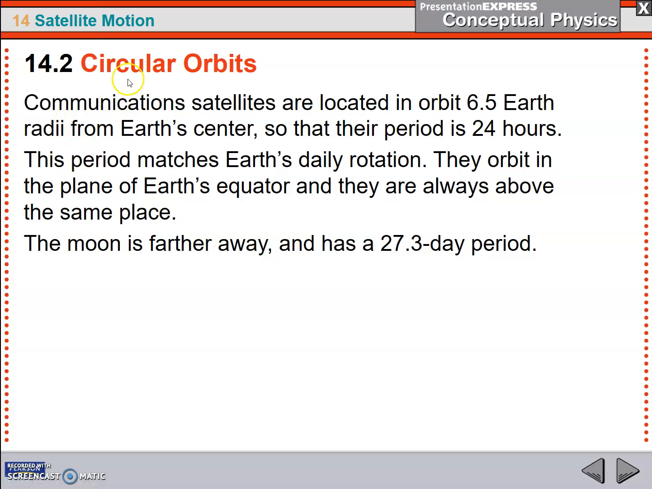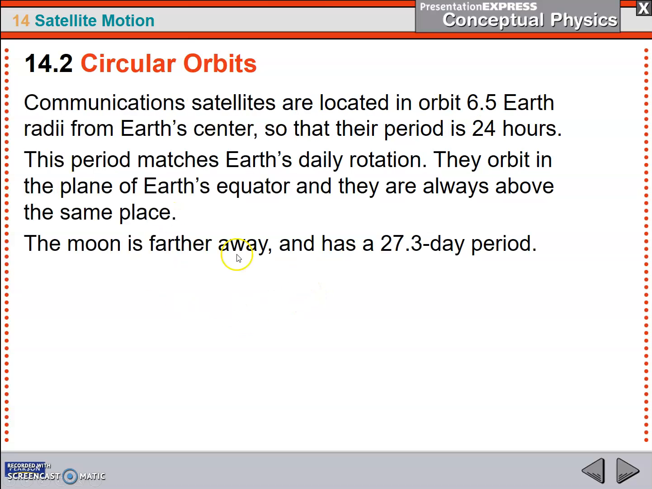I'm going to reread this. Communication satellites are located in orbit 6.5 Earth radii from Earth center, so that their period is 24 hours. The period is 24 hours. This period matches Earth's daily rotation, so they orbit in the plane of Earth's equator, and they are always above the same place.